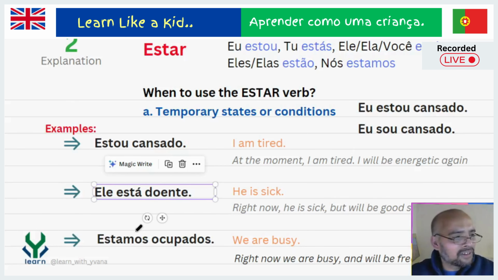So if you say ele está doente, look here. Here also find out the difference. Always try to find out the difference. Both are correct. Estou means the full word, and estou means that normally when speaking we mute the pronoun. So we just say estou. If we say estou, you have to understand that it is eu estou.